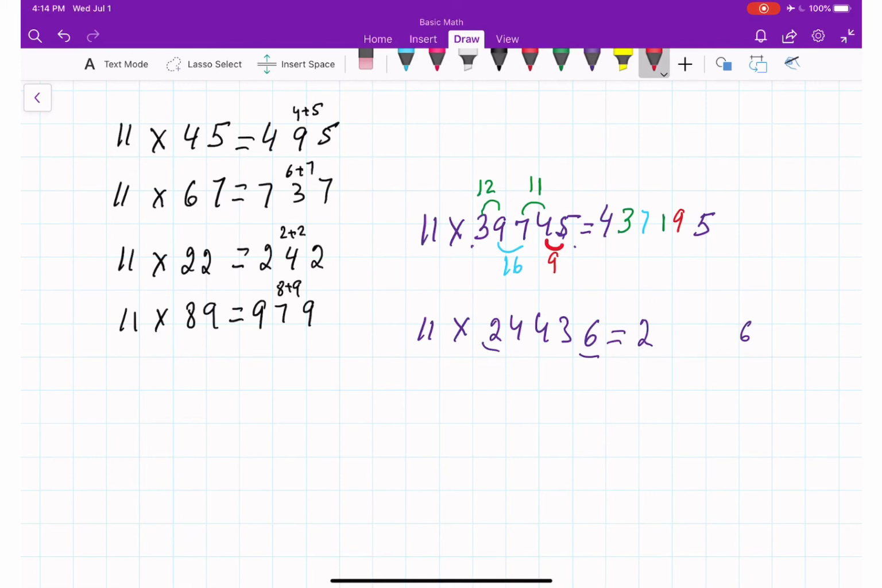3 and 6, it's gonna be 9. Write down here 9. Next, 3 and 4, it's gonna be 7. Here we have 7. 4 and 4, it's gonna be 8. Looks like this one was easy number. Okay, and 2 and 4, it's gonna be 6. Let me choose this one.